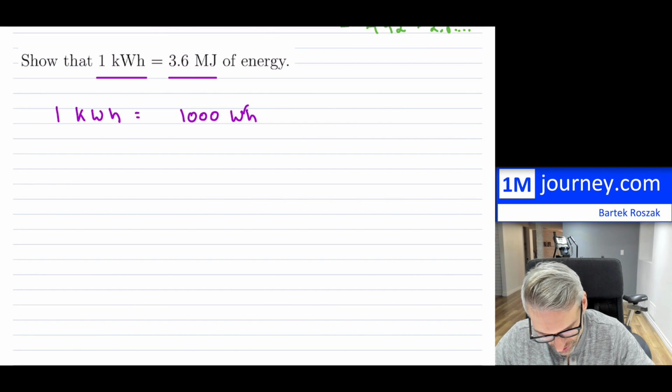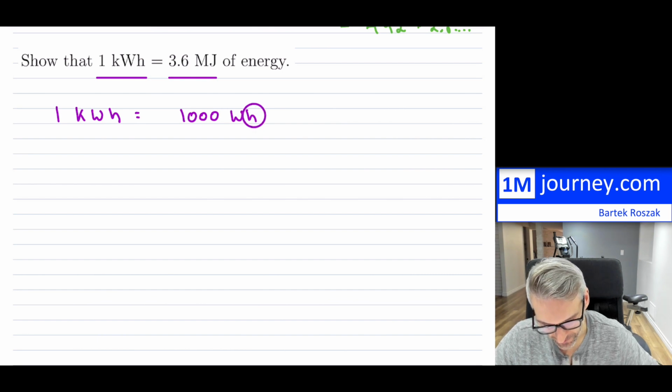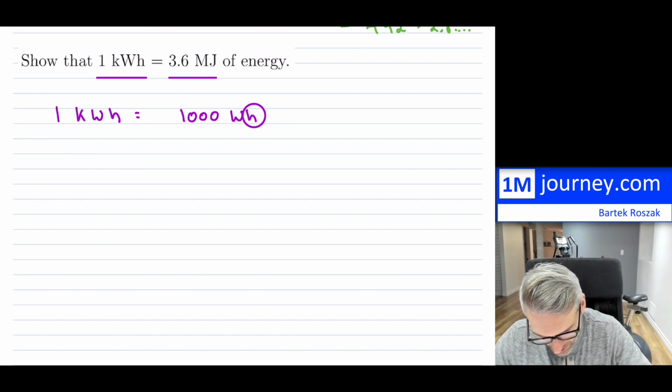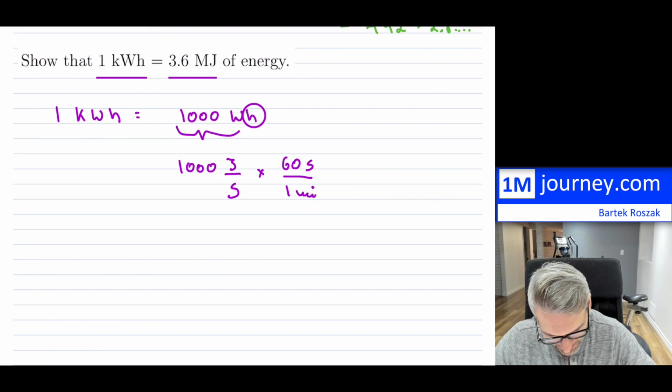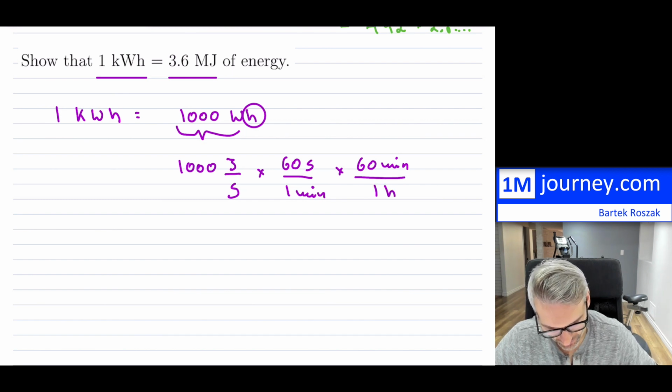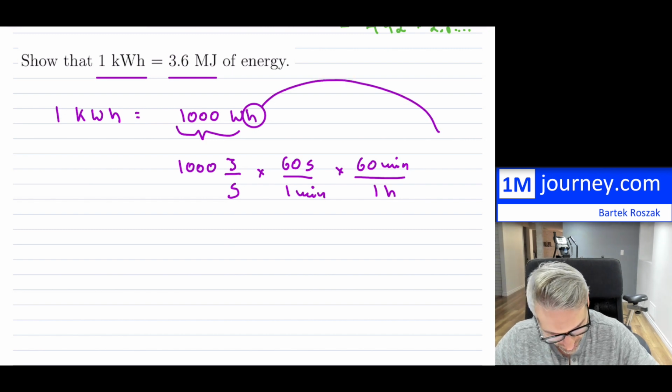Now, notice that it's hours, right? So let's see what this would be. Now, 1,000 watts really is 1,000 joules per second, because that's what a watt is. Now, 1 hour, how many seconds is that? So times, there are 60 seconds in 1 minute, and then there are 60 minutes in one hour, right? So that's what we have there. And so this hour right here, that's times the hour.